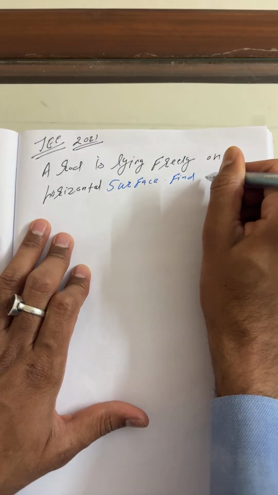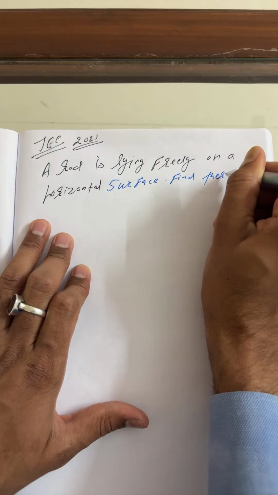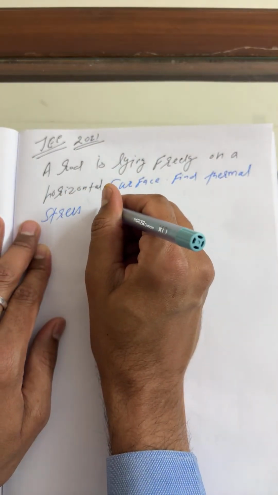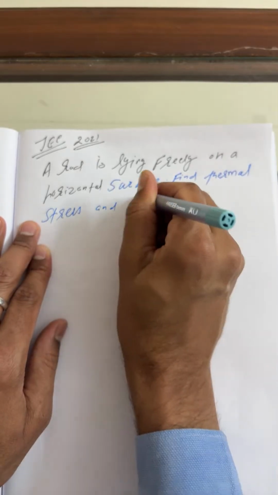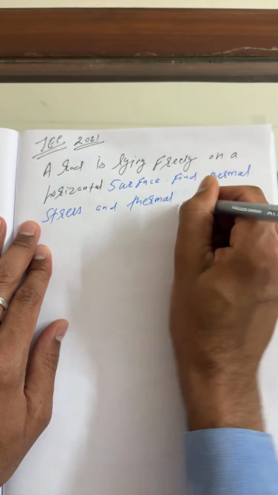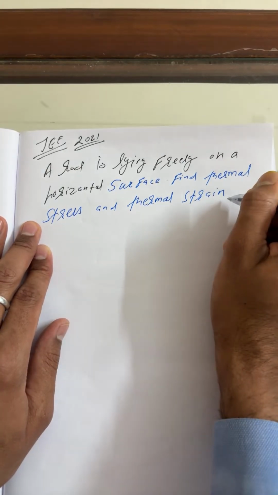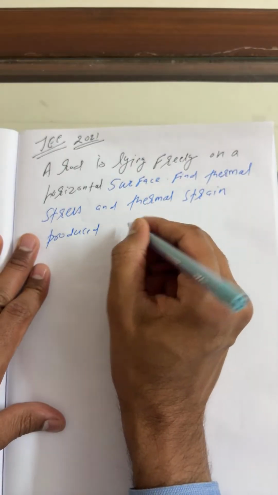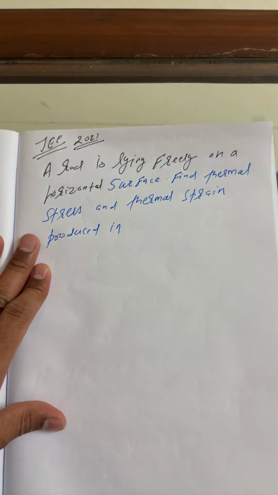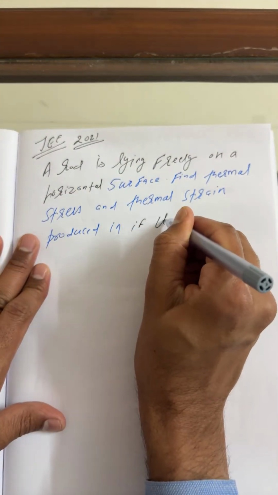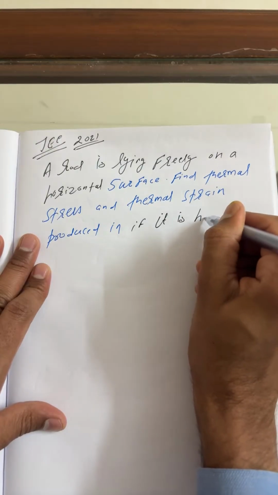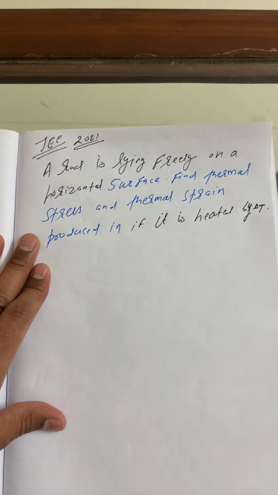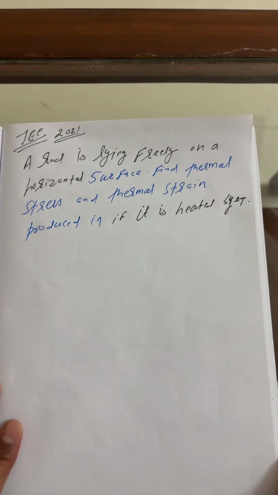Find thermal stress and thermal strain produced in the rod if it is heated by delta T.